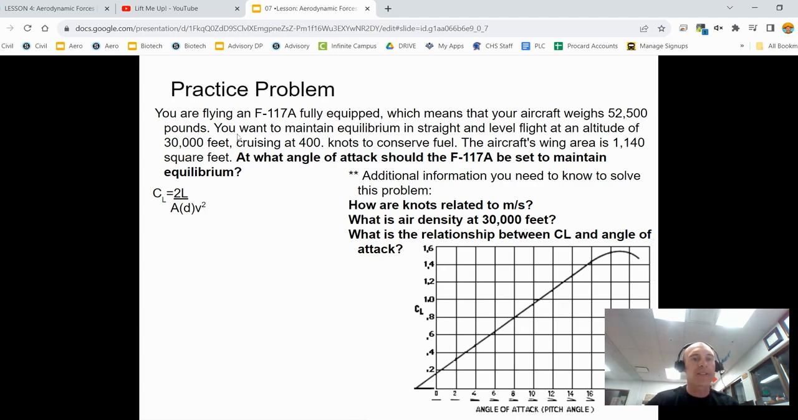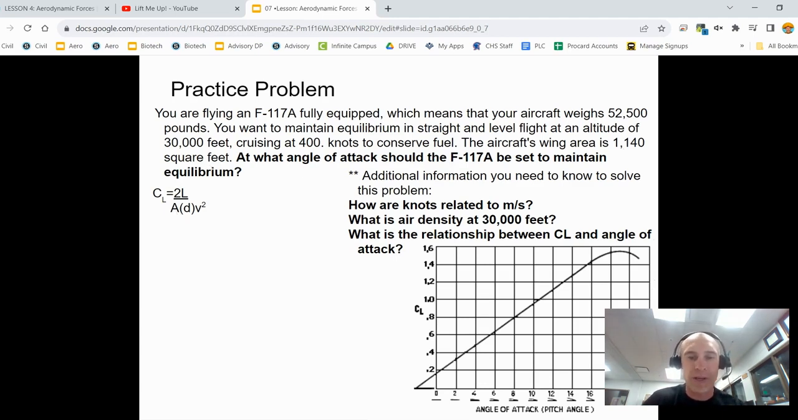Now, this says if you're flying this aircraft and it weighs 52,500 pounds, we have to convert that to newtons. That's going to be our lift value. Then you want to maintain an altitude of 30,000 feet. You may need that in meters if you're going to figure out air density. And I put a little d to represent density here. And you're cruising at 400 knots. I believe we have to have that as meters per second. So you have to convert all these things. And then we have a wing area of 1,140 square feet, which is supposed to be square meters.